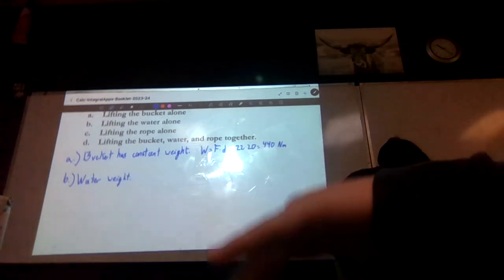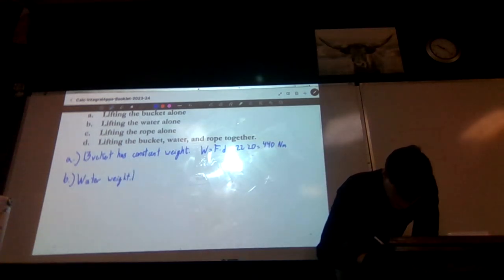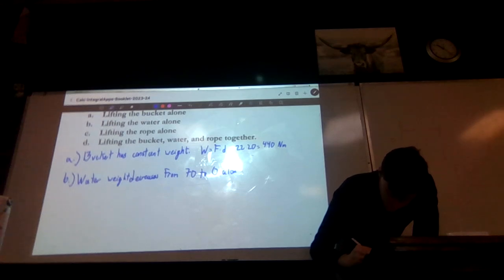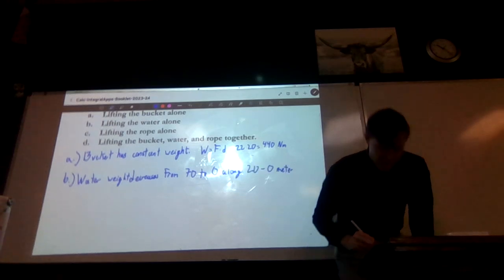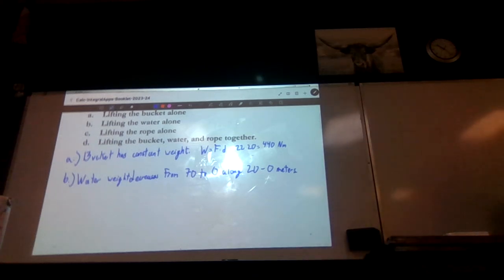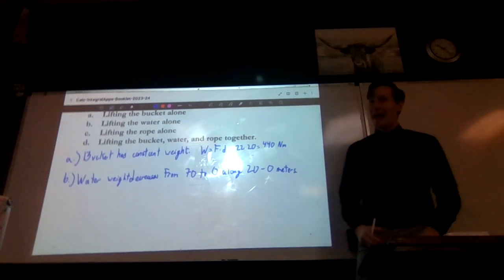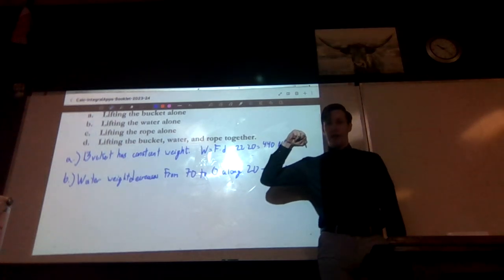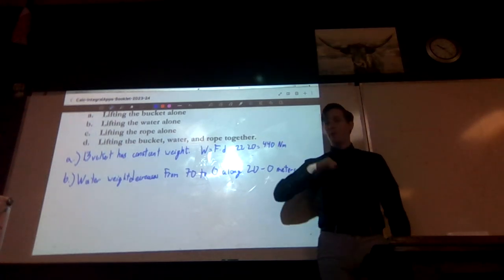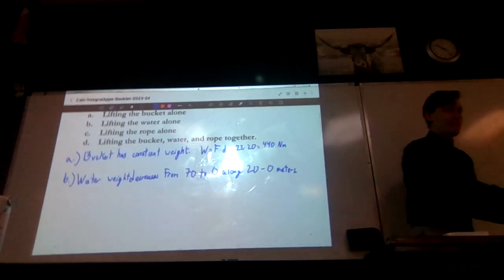The water weight decreases from 70 to 0 along 20 to 0 meters. You're going to have to pull out this information. So as we go from 0 to 20 meters, as I'm pulling it up, we're dropping more and more water. And what happens at the end when I reach all the way to the top? How much water do I have left in the bucket? Zero.